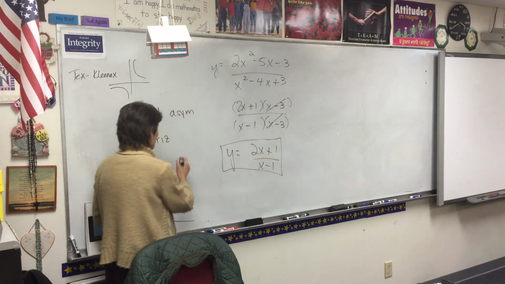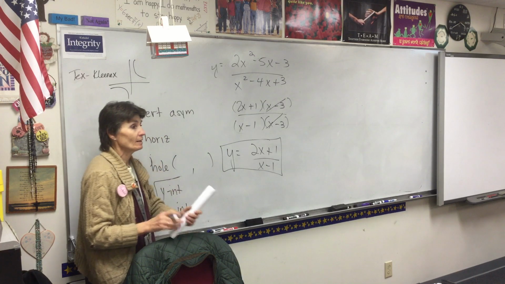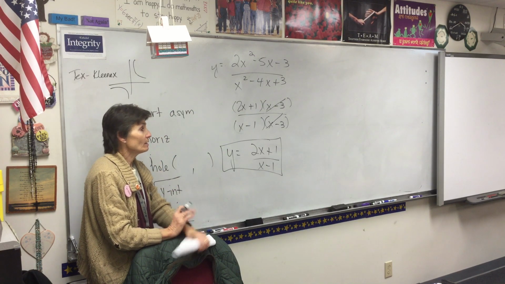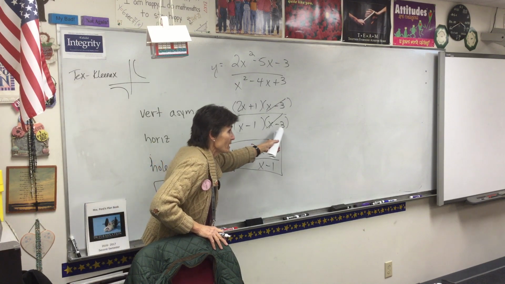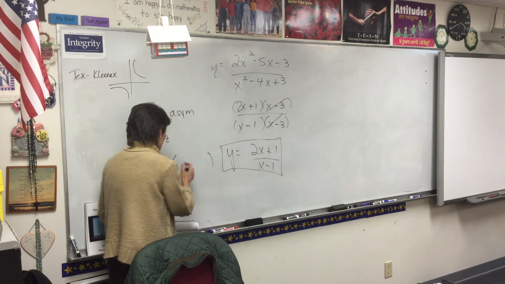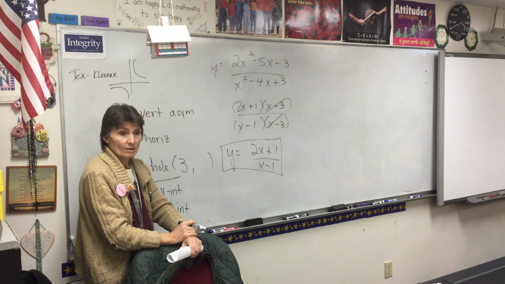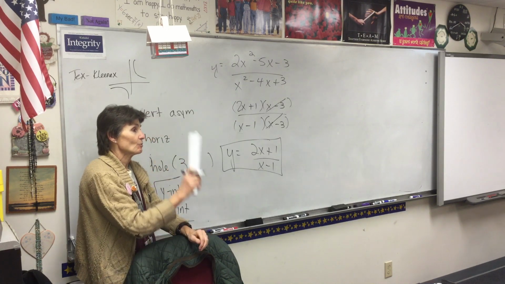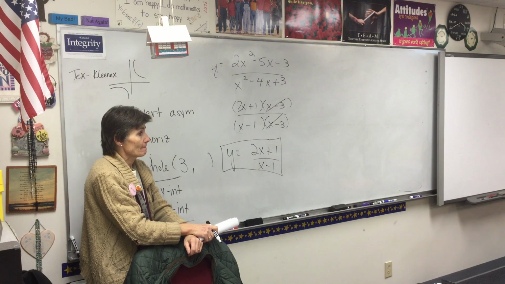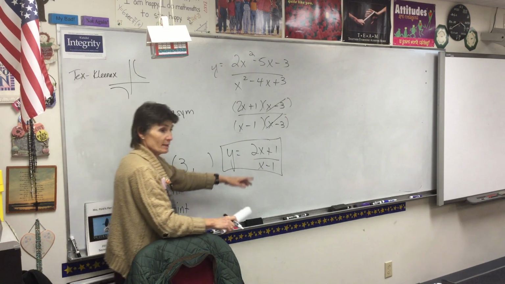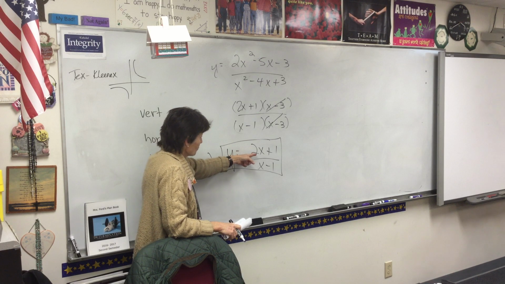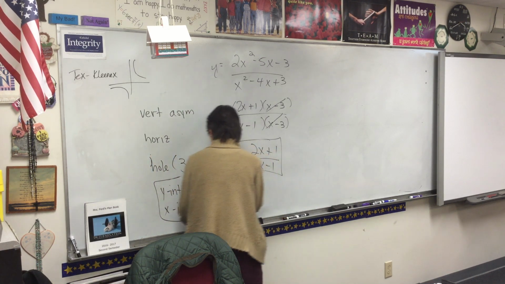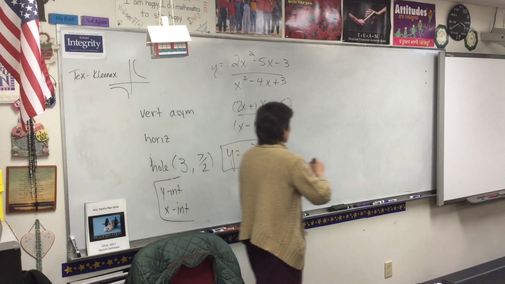And the fact that you canceled means you will have a hole. And where will it be? Look at what you canceled out. It's going to be where x equals 3. It's the opposite of whatever factor you canceled out. Plug it in. So then we're going to plug in 3. So plug in 3, what do we get? 7 over 2, if we put in 3.